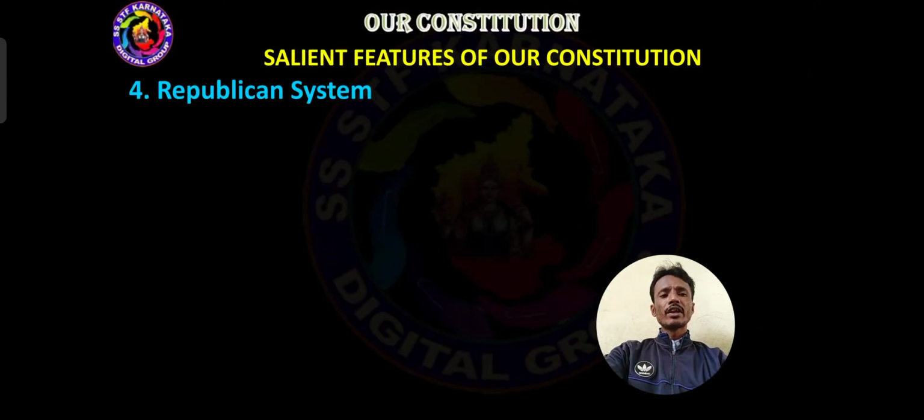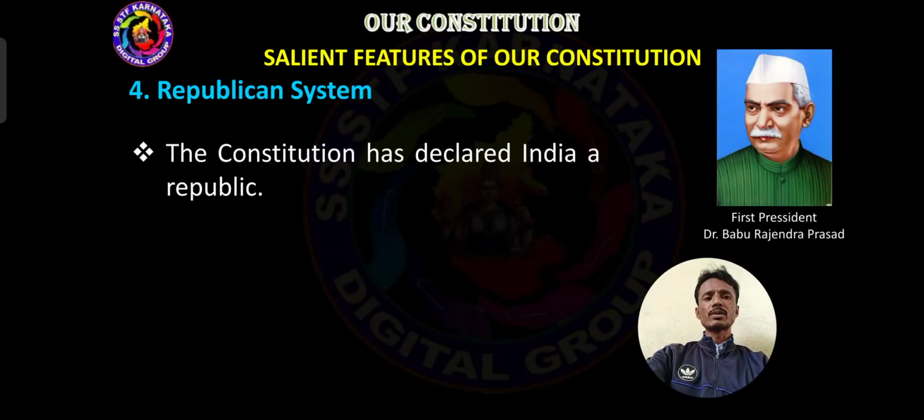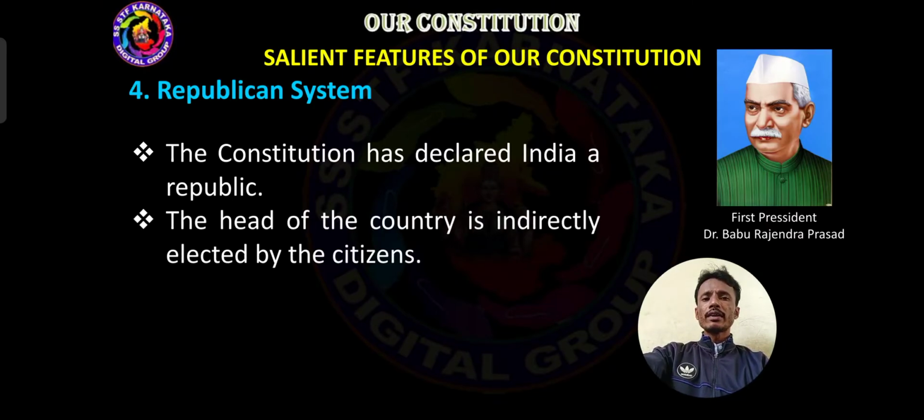Then third very very important, dear students, republican system. Got it? Already told, the constitution has declared India is a republic. The head of the country is indirectly elected by the citizens. We are not directly electing. We directly elect the 545 Lok Sabha members, and those 545 Lok Sabha members elect the president. We the citizens do not directly elect the president. The head of the country means president.